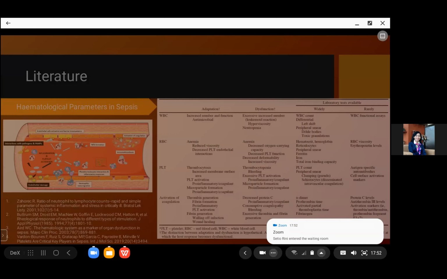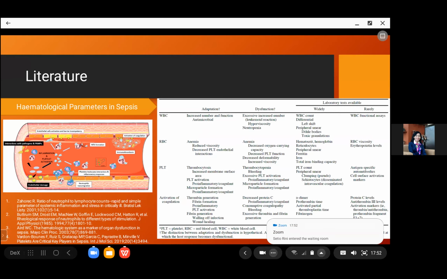In this slide, we can see the change of hematological parameters in sepsis, such as increased number of white blood cells, anemia, thrombocytosis or thrombocytopenia, coagulation activation such as thrombin generation, fibrin formation, pro-inflammatory, and platelet activation. But some parameters are rarely available, and this situation is different in every country or every hospital.